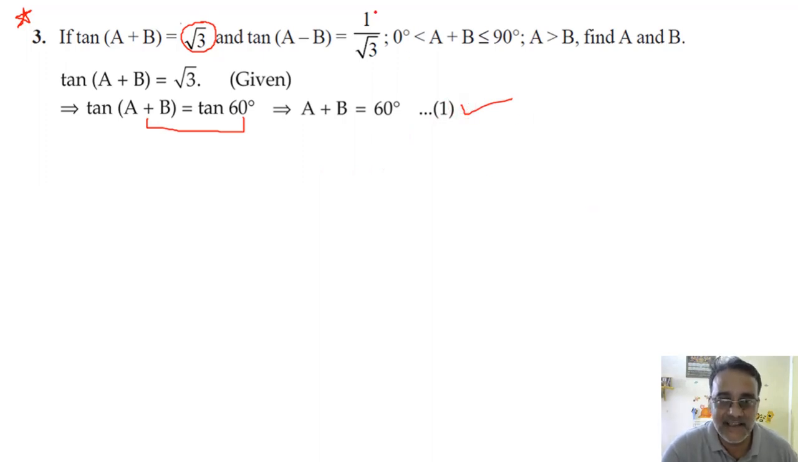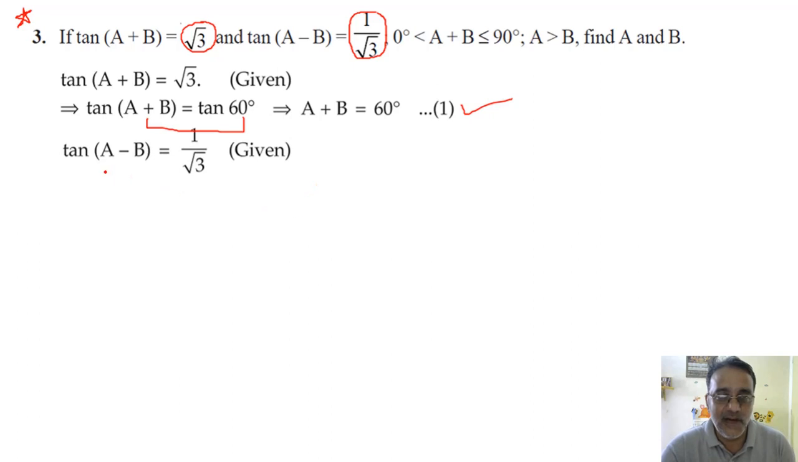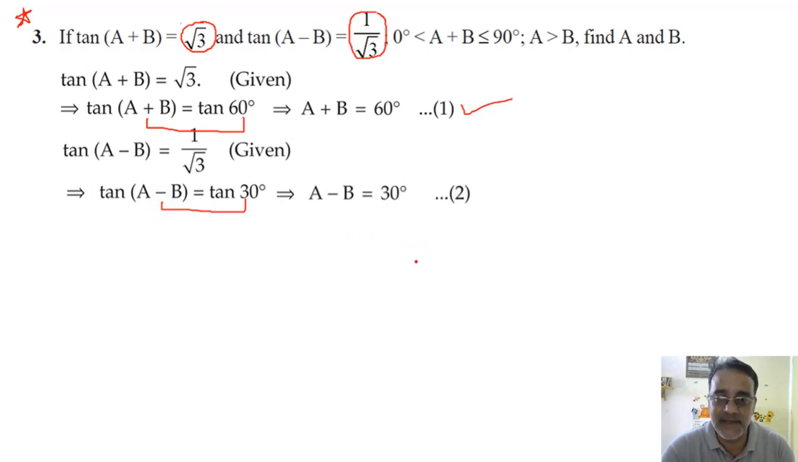Now in tan, for which angle will you get 1 by root 3? 30 degree. So now tan of A minus B is equal to 1 upon root 3, and this is equal to tan 30 degree. Now again equate the angles. So what will you get? A minus B is equal to 30 degree. Right, A minus B is equal to 30 degree. Let it be equation number 2.